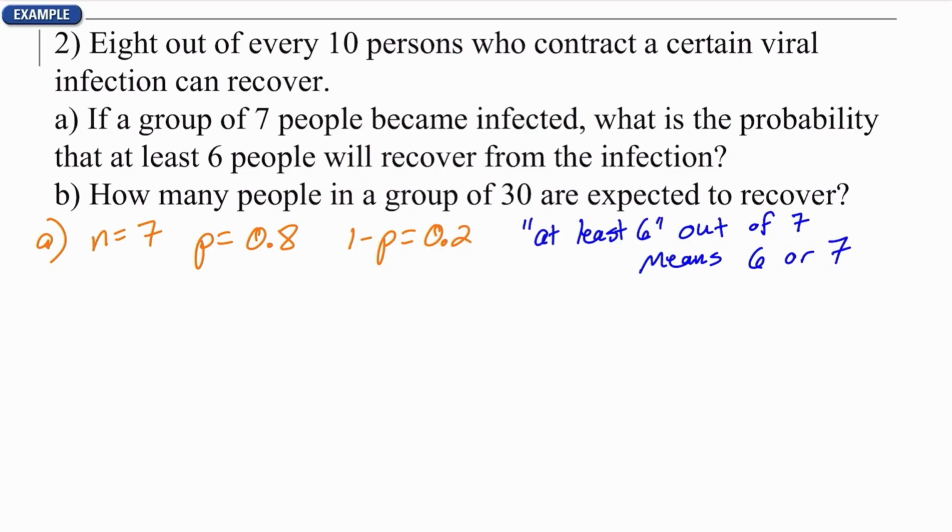Now if we had a total of 17 people, it would be 6 or 7 or 8 or 9 or 10, all the way up to 17. But we have a total of 7 people and we want at least 6, so that means 6 or 7. So we're going to have to do 2 separate things and add them together.